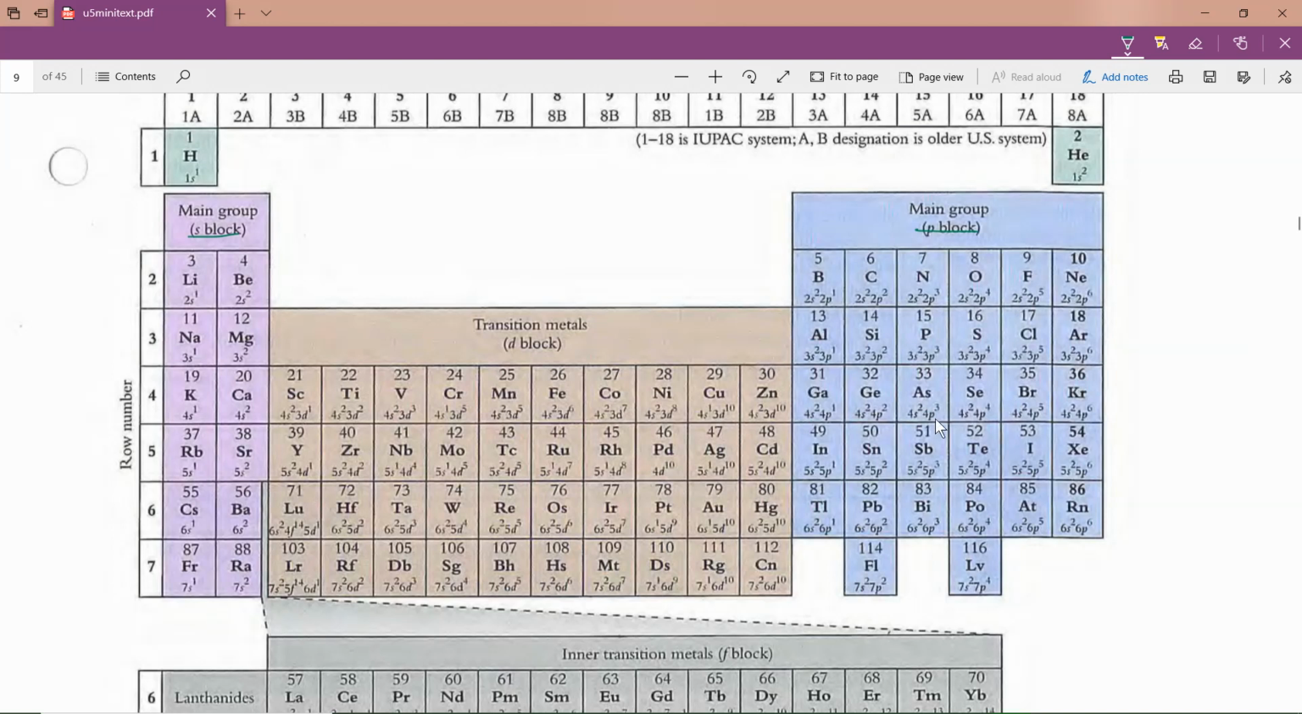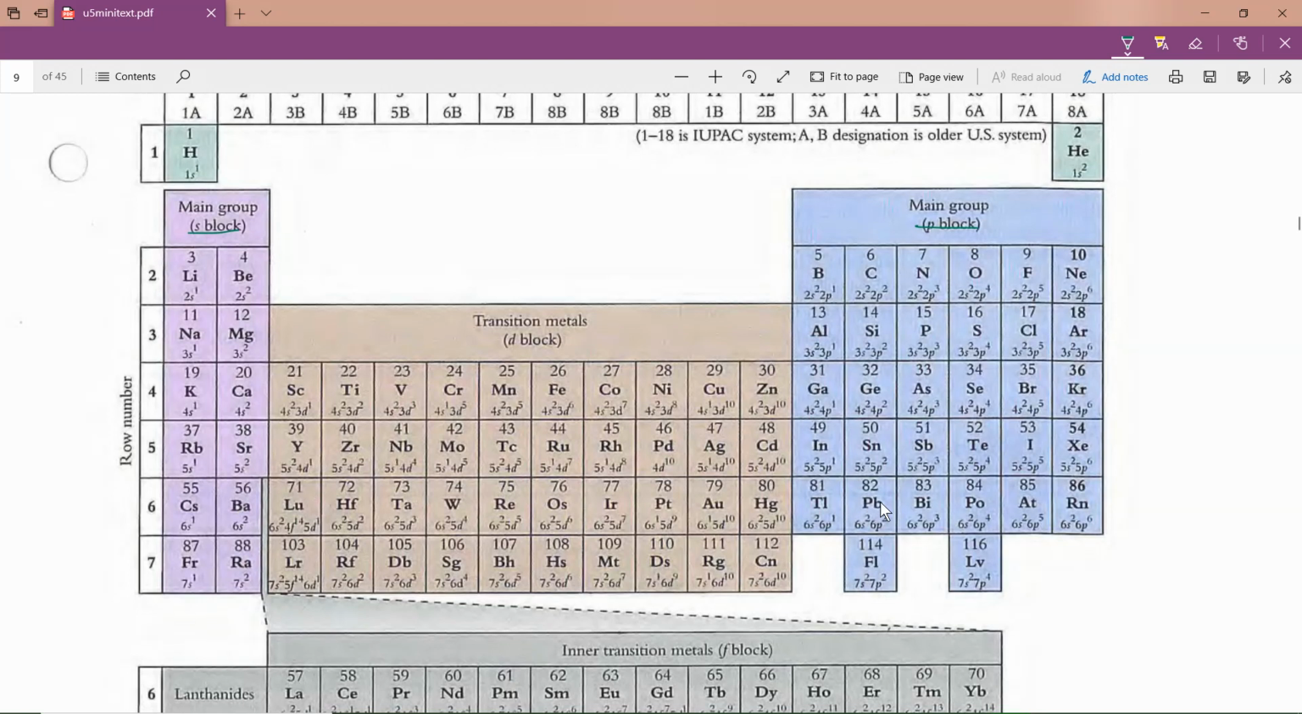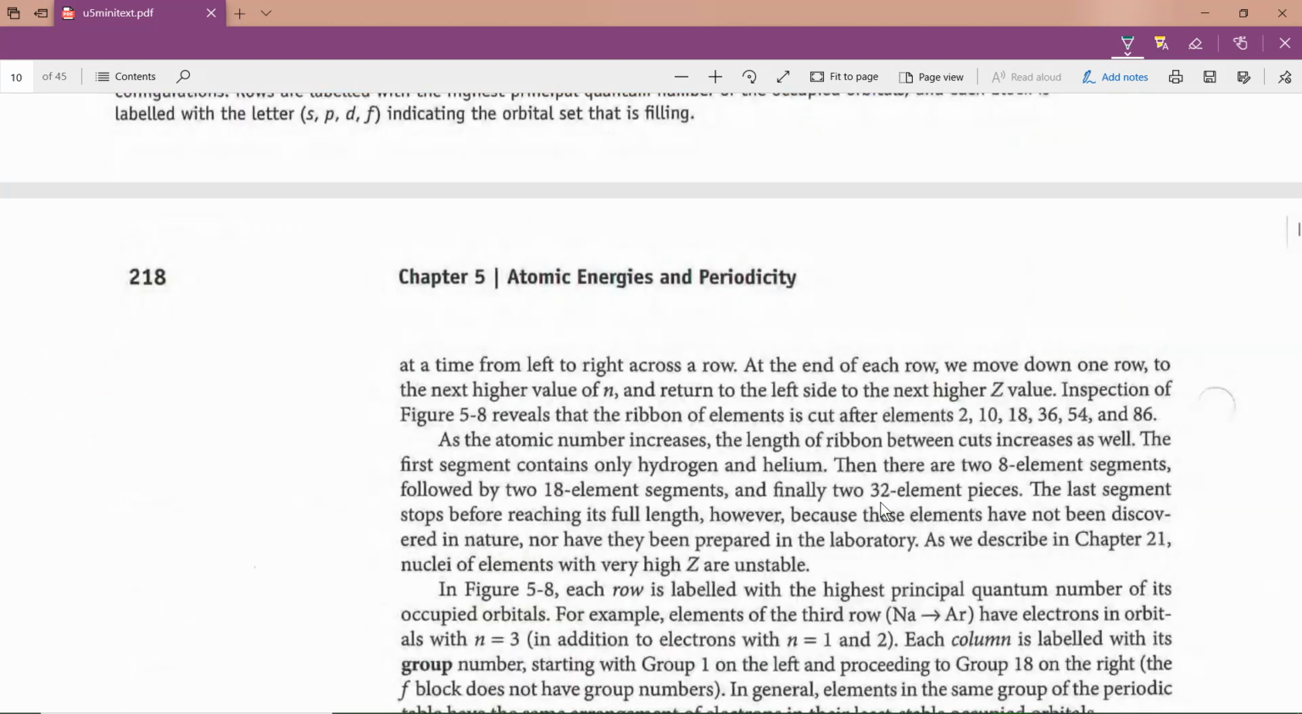Or if I want to do lead, there it is, 82. So 1s2, 2s2, 2p6, 3s2, 3p6, 4s2, 3d10, 4p6, 5s2, 4d10, 5p6, 6s2, and then you go to the f's, 4f14, 5d10, 6p2. So that is the chant way of doing the periodic table.